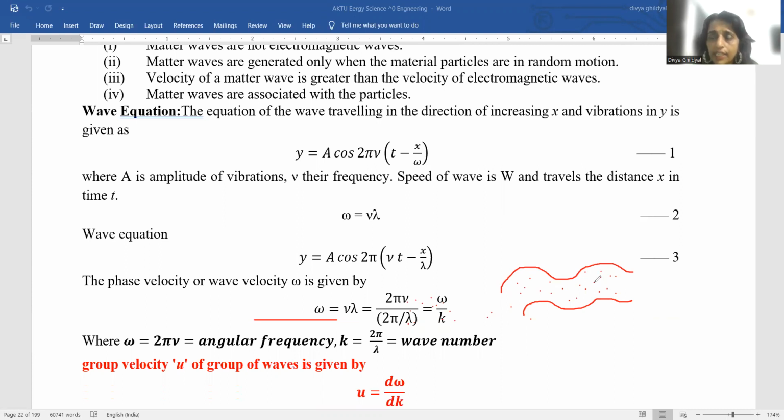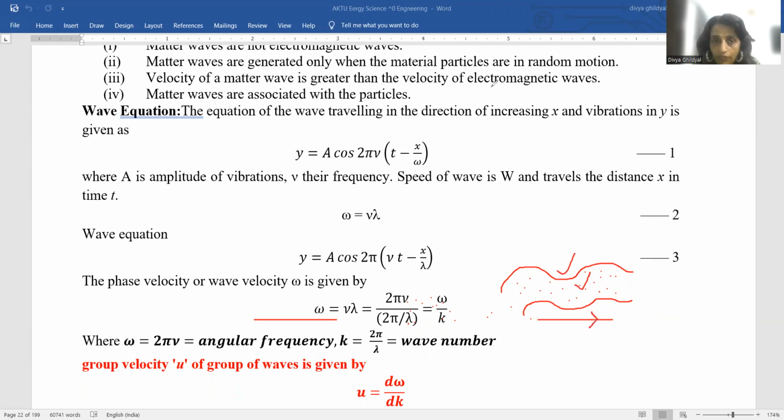So I will say probable, or I will use the word probability. So this is combining wave nature and particle nature. It is matter wave, and I am now going to derive an equation in mathematical form to help me explain the motion of this wave.